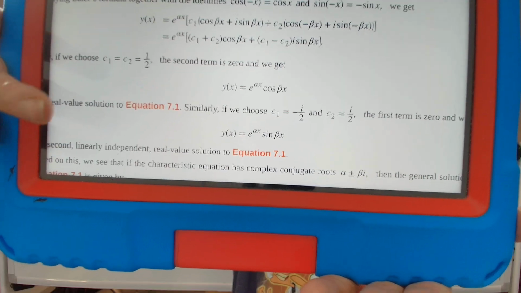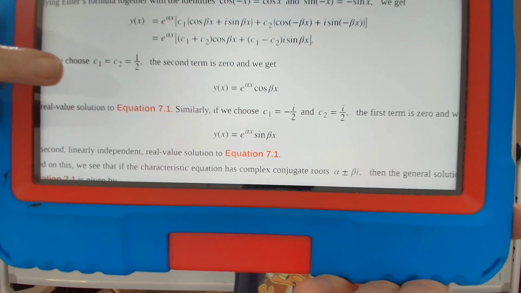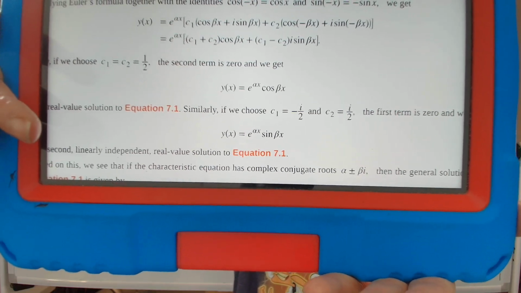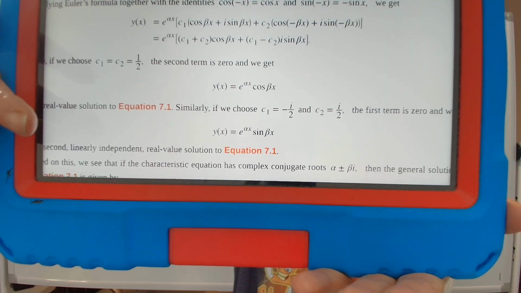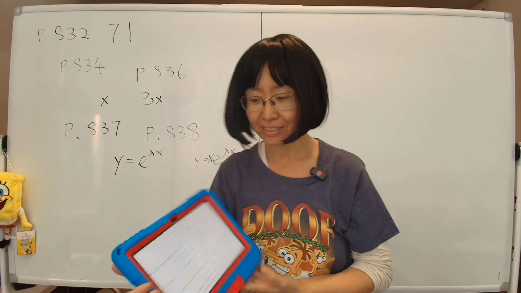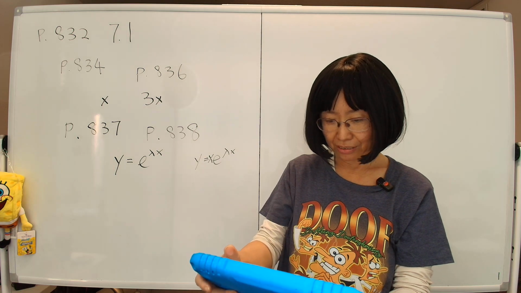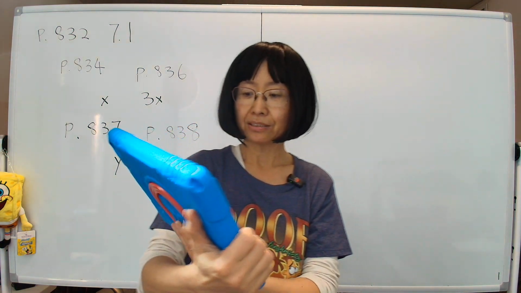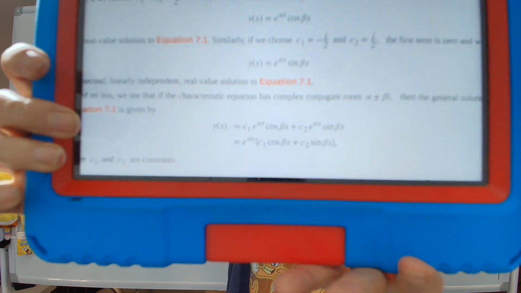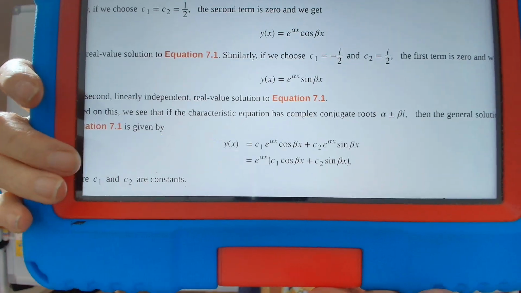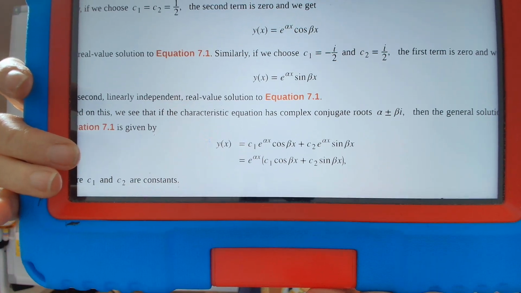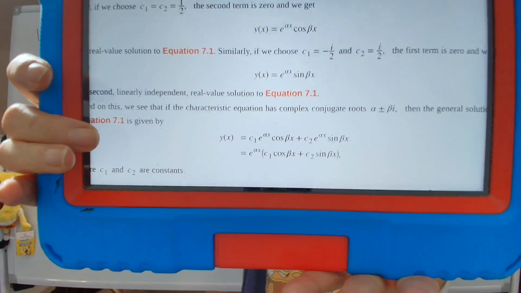And then we have the second part. So here's the second solution: e^(alpha x) sine(beta x). So now we have two solutions. And what are the two solutions? The two solutions will be the general solution of the situation where the characteristic equation has imaginary roots.